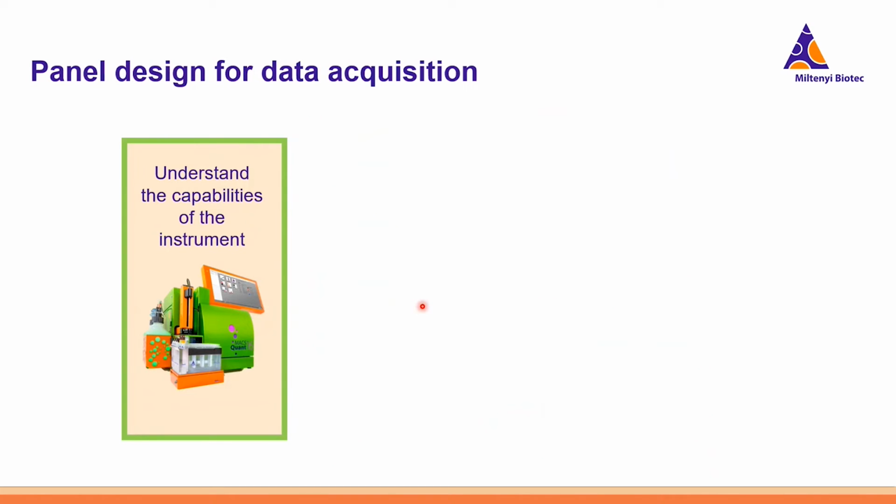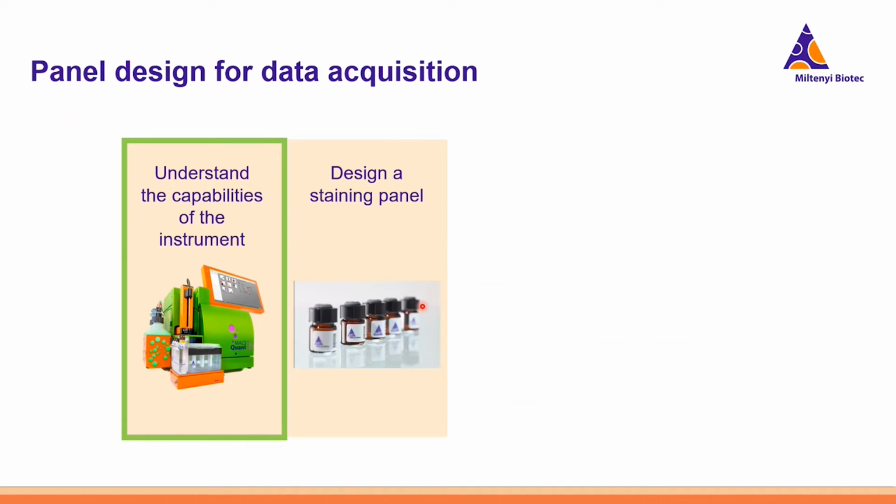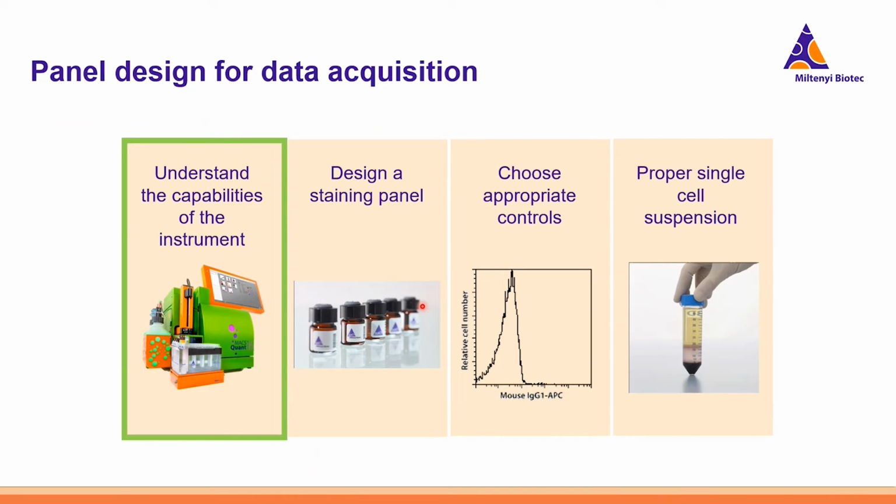So now that we have talked about what a flow cytometer is, how we can harness the power of fluorescence, we want to talk about how we can design a panel for acquiring some data. So there are different categories we want to look at. We're going to first look at, we need to understand the capability of our instrument. And we're going to look at our MACSQuant 16 that we have highlighted here.